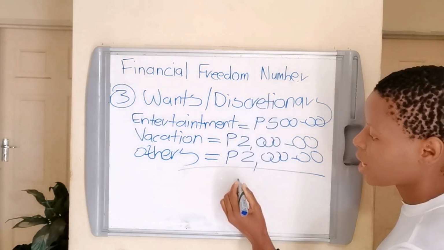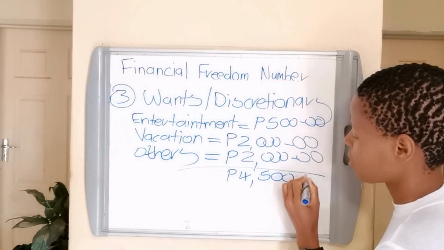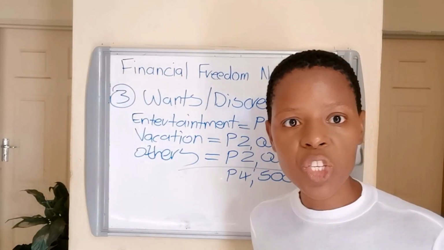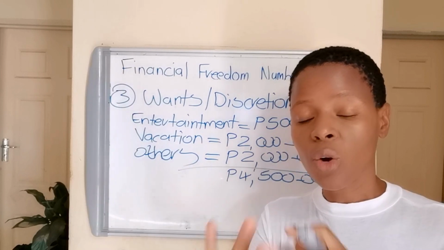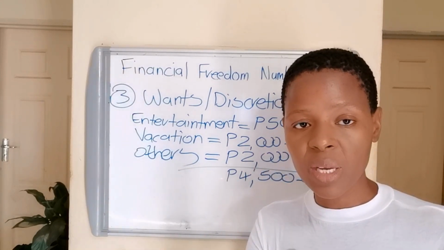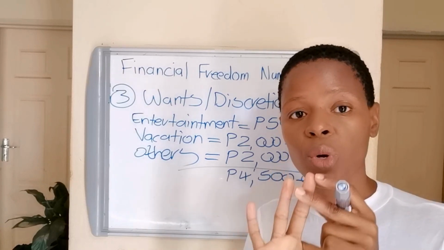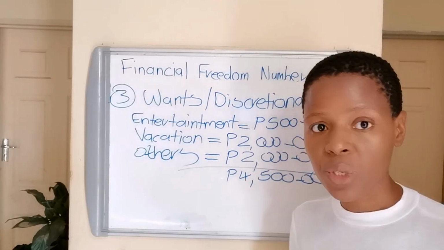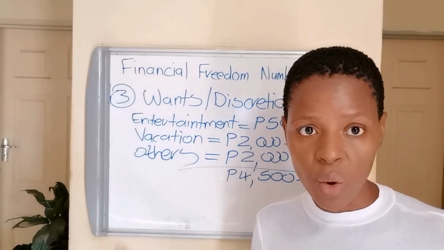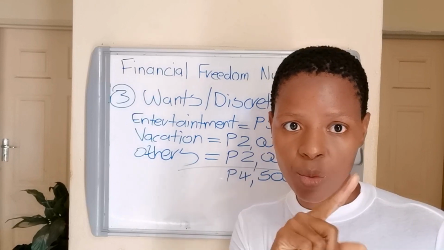So our total wants, we are at 4,500. These are our discretionary spending. So we've worked through these three things. We've looked at our basic living expenses. We've looked at our debt obligations. We've looked at our wants, discretionary spending. We know the totals for each of them. We are going to add them together to find our financial freedom number.